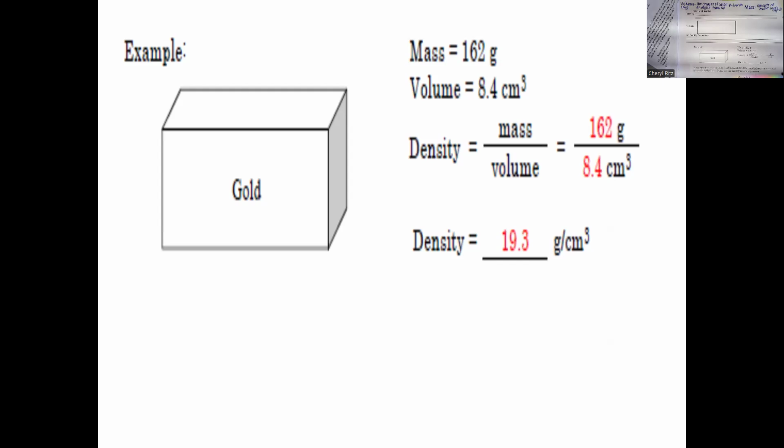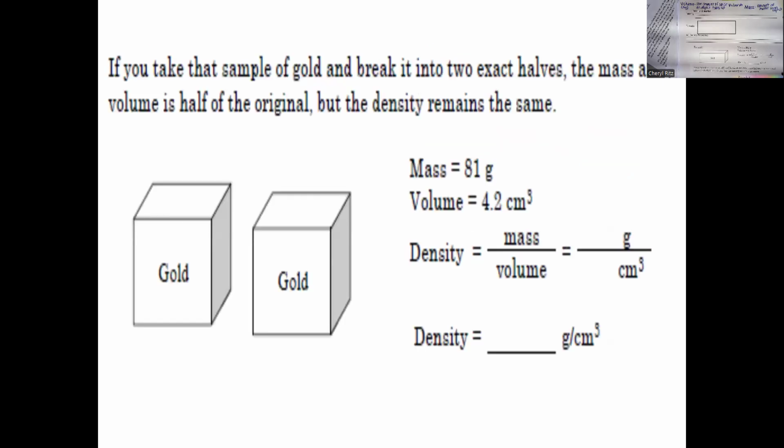Now, somebody took a saw and cut that block into two identical pieces. So half of 162 is 81, half of 8.4 is 4.2. Can you calculate the density of those, please? And it is 19.3 again. Because of the way math and proportion work, even though it's half, they still work out to the same fraction of each other.